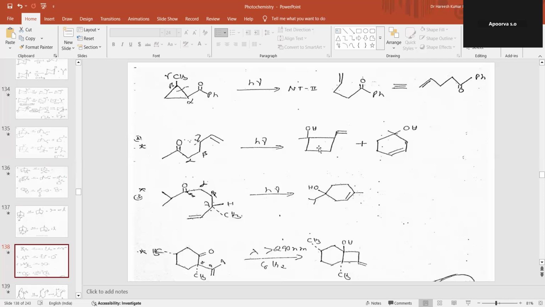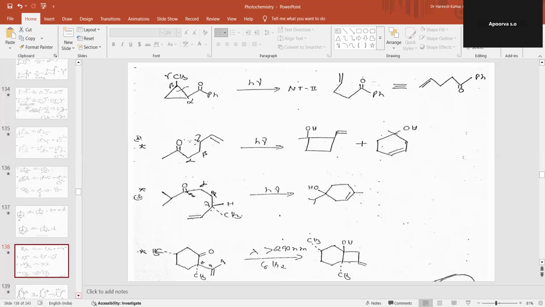So abstraction on this one, forming a cyclobutanol, is the Yang's rearrangement product, meaning the side product. In addition to that, a rearranged product, a six-membered alcohol, is also formed. You can write the mechanism of how the six-membered alcohol is formed. Then again here a carbonyl compound, alpha, beta, gamma. So at the gamma position CH3 is there, and at the alpha position there is no CH3, and then cyclization forms this product.